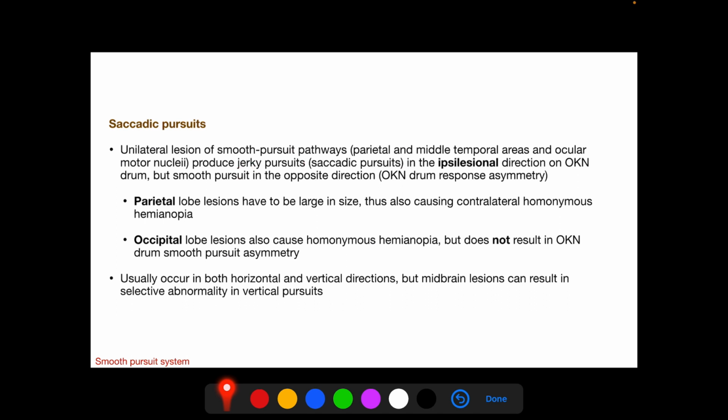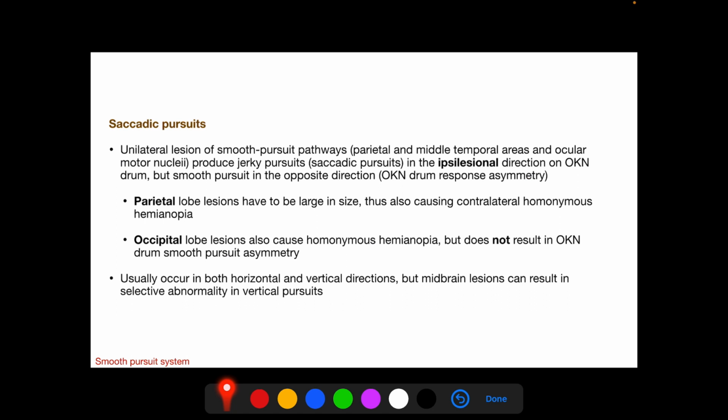As we have seen in the previous slide, unilateral lesion of smooth pursuit pathways produces abnormal jerky pursuits when the O'Kane drum is rotated towards the ipsilesional side. But when the O'Kane drum is rotated towards the contralesional side, the smooth pursuit is normal, and this is also called O'Kane drum response asymmetry.